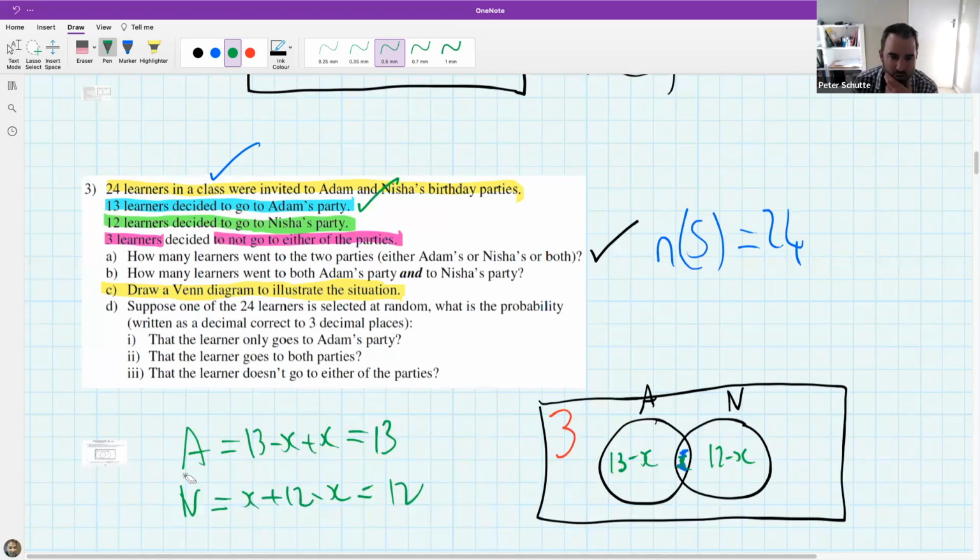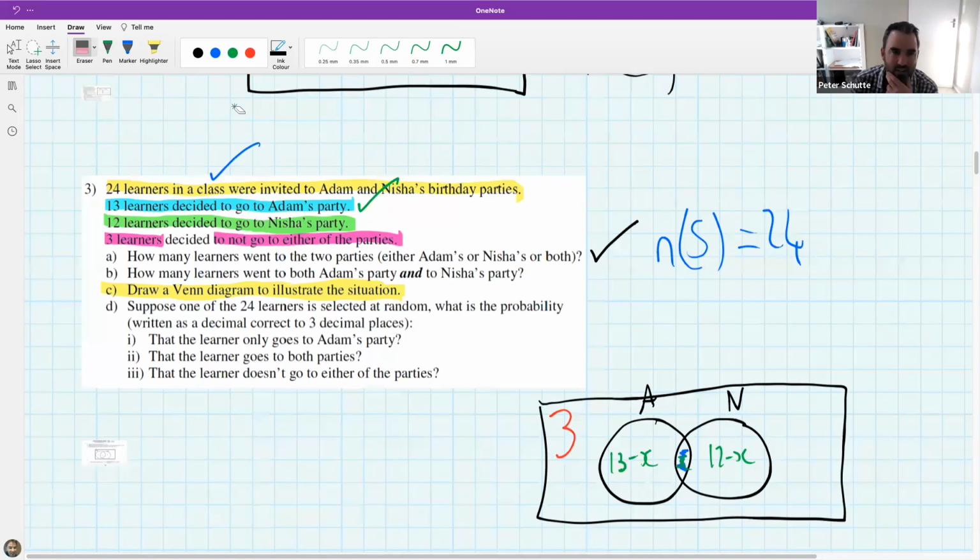What am I going to do to find X? What do I need to do to find X? Who has an idea? Maybe they can share. I think I sort of did something like this in the last lesson. So I was thinking we need to build an equation using these things.